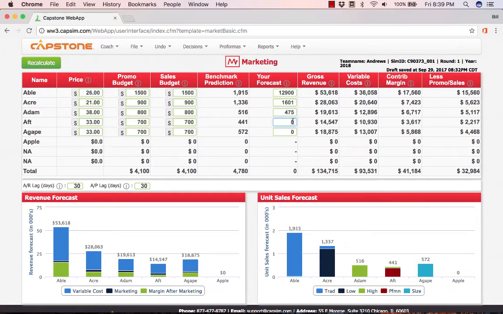And for Aft, I calculated using that same equation, 367. No, is that right? Yeah, 367. And for Agape, using that same calculation, 376. Okay, and as you'll notice, I can't forecast Apple because it does not exist as of yet. So let's hit recalculate.